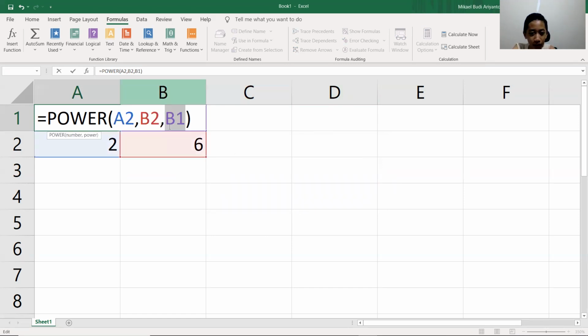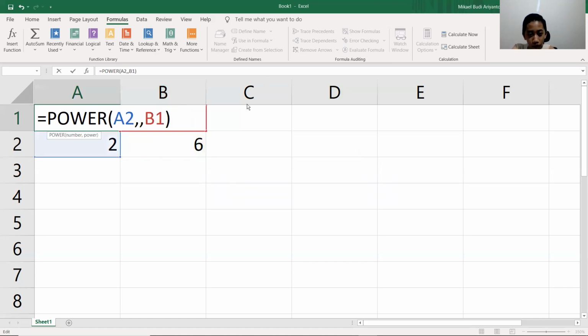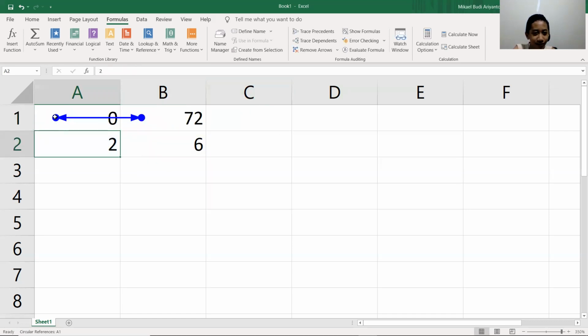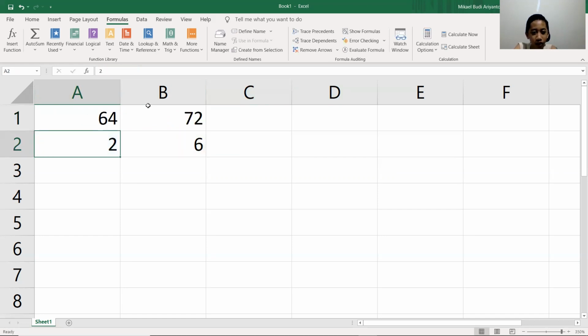Oh yeah, I forgot again. It has too many arguments, so let's just get rid of that. I forgot to delete 1 comma. There you go. Circular references. It became 0, and I guess this arrow helps. That arrow may help to show which is circular.